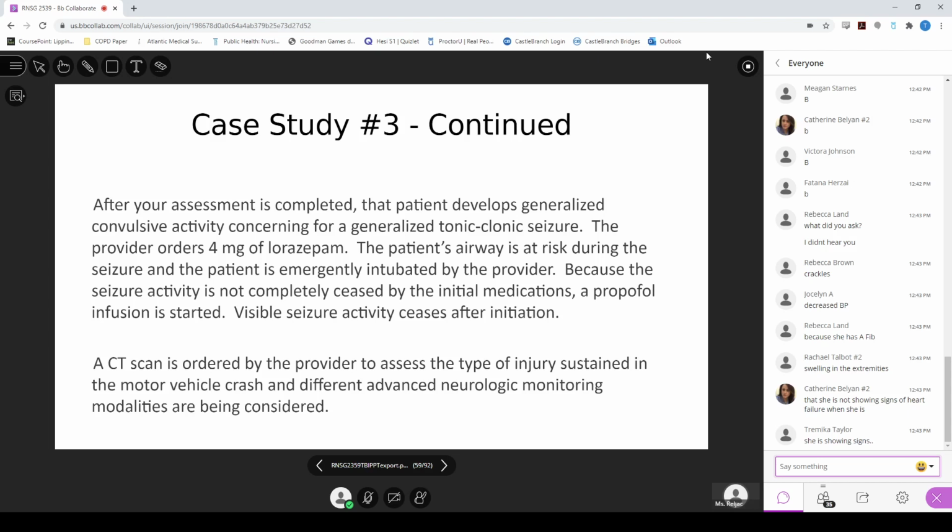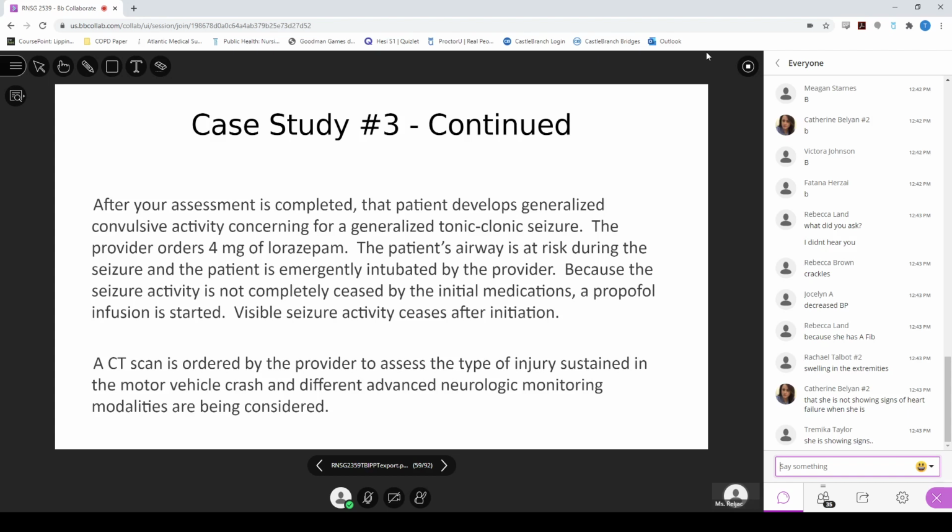After assessment is completed, the patient develops generalized convulsive activity. Concern for a generalized tonic-clonic seizure. The provider orders 4 milligrams of lorazepam. The patient's airway is at risk during the seizure, and the patient is emergently intubated by the provider. Because the seizure activity is not completely ceased by the initial medications, a propofol infusion is started. Visible seizure activity ceases after initiation.